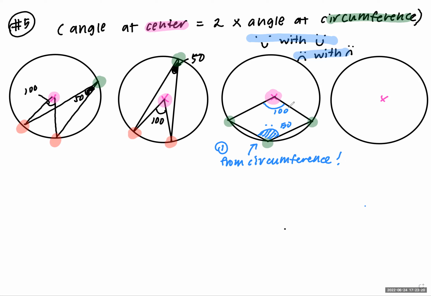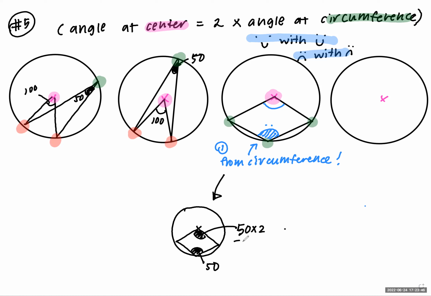Understand? Another thing that students do is, what would they say? Let me redraw again. Why do they do it wrong? Students who are wrong say this is a circle, this is my center. They will say, oh, if this is 50, means this is 50 times 2, which is 100.